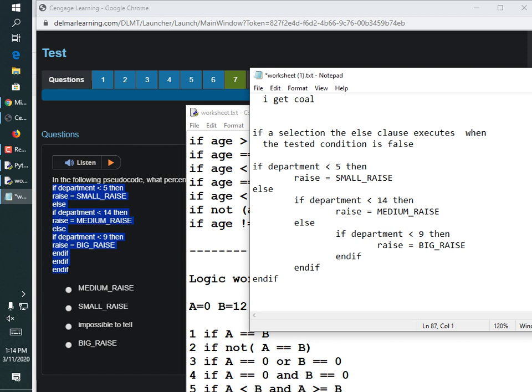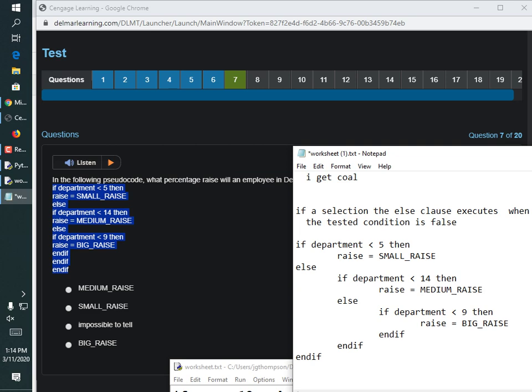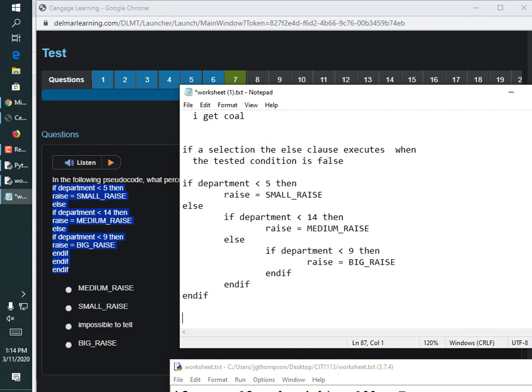All right, now that we can see it, now that we have our code, let's compare our answers. In the following problem, which percentage raise will an employee in Department 8 receive? Okay, so that's our variable. If department is equal to 8.